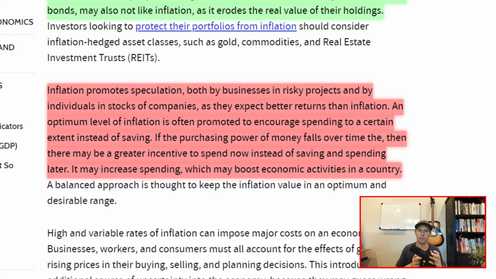Now, because inflation erodes your purchasing power, it can actually promote speculation, both by businesses in risky projects and by individuals in stocks of companies, as they expect better returns than inflation. An optimum level of inflation is often promoted to encourage spending to a certain extent instead of saving. If the purchasing power of money falls over time, then there may be greater incentive to spend now instead of saving and spending later. It may increase spending, which may boost economic activities in the country.